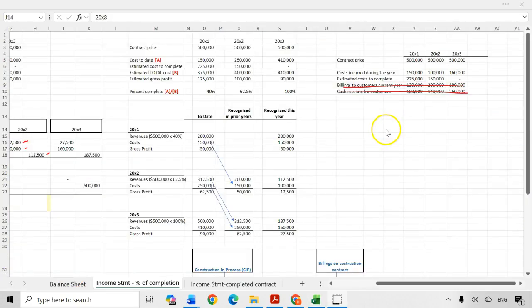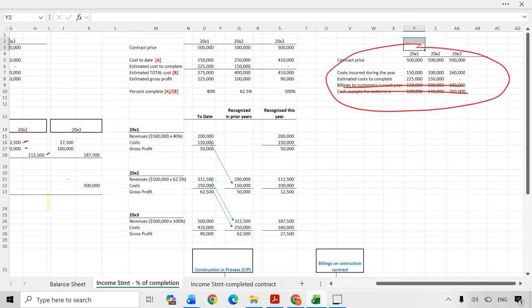Now let's go to our third and final year in the contract, which is right here, 20X3. The contract is $500,000. The cost I've incurred during the year is $160,000. Okay, and that comes from right here. This is where I'm looking at. Now I'm going to go to right in here, this right here, 20X3, to figure out all the pieces of information. My contract is $500,000. My cost to date is $410,000.